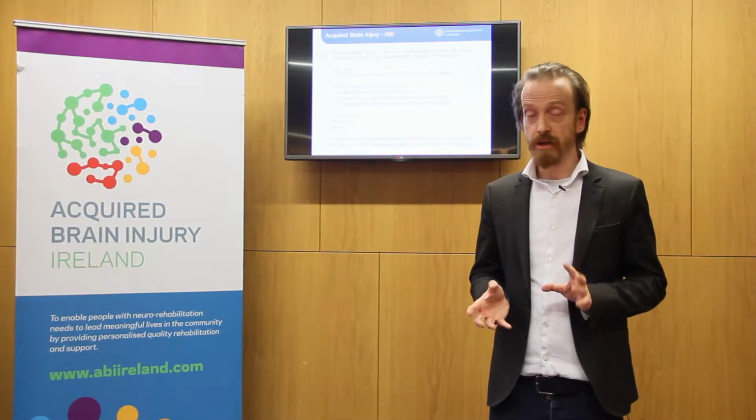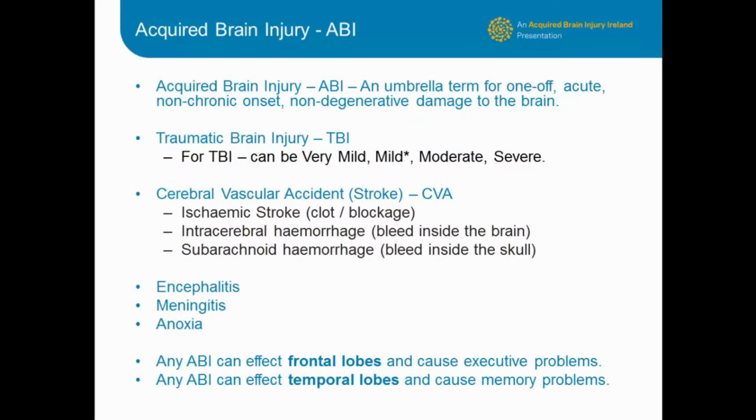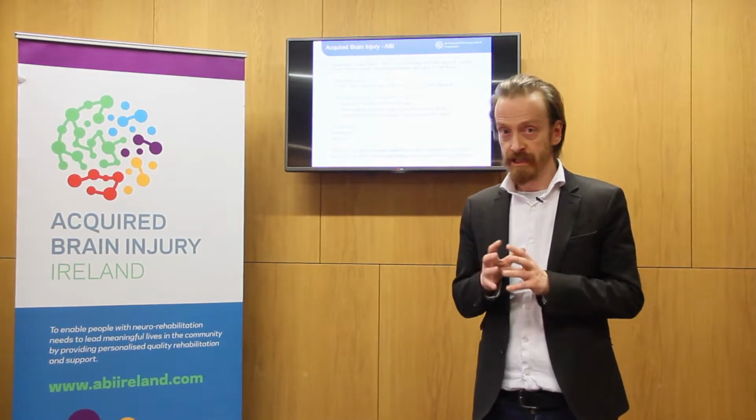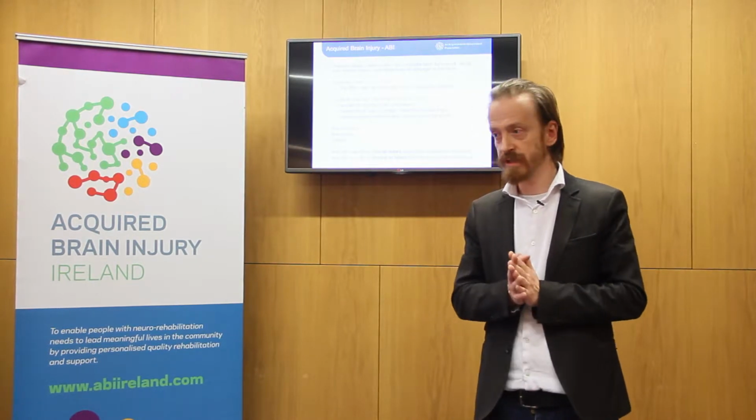So in terms of ABI, it's a cover term, an umbrella term for one-off, acute, non-chronic onset damage to the brain. So they would be things like car crashes, falls, assaults, that type of thing. So we're not covering multiple sclerosis or some of the chronic onset ones.